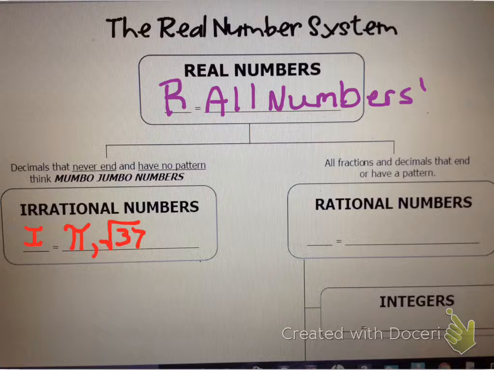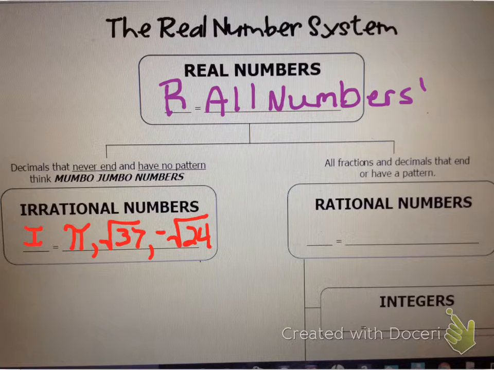Other numbers that are irrational are square roots of non-perfect squares, meaning a perfect square is like 9 because the square root of 9 is 3. It's a perfect square. Another one would be like the negative square root of 24. That is an irrational number, because when we find the square roots of these numbers, they just keep going and going and going.